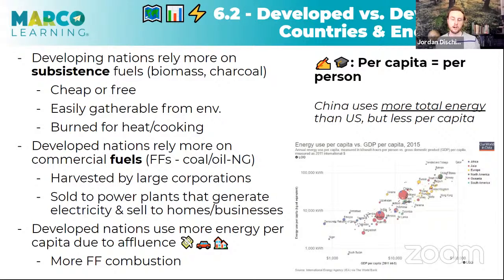And that's because there are over 1 billion people in China, but there are only maybe 360 million in America. So, China has a much larger population, so it uses more total energy, even though the US uses more per person.